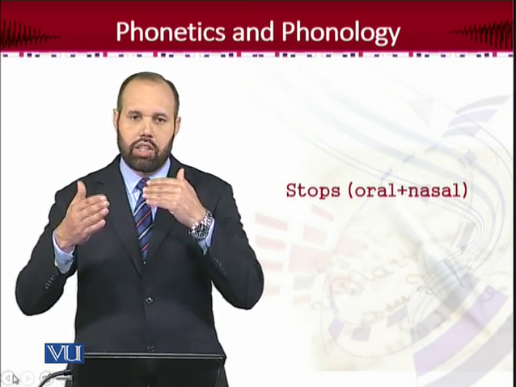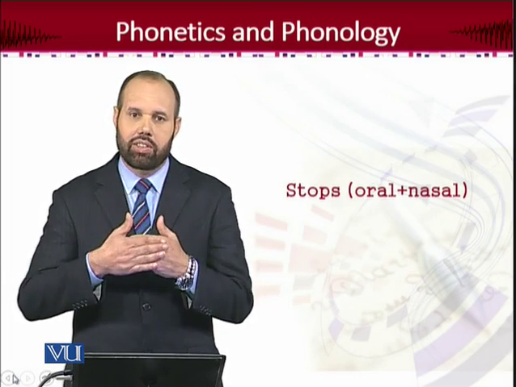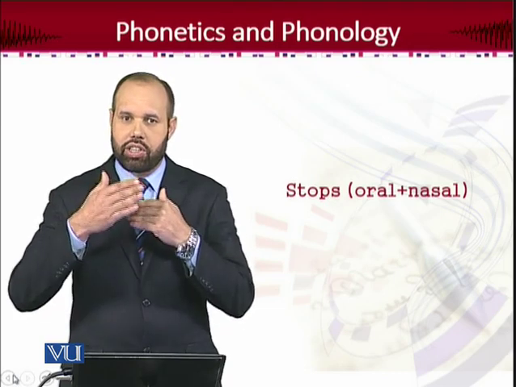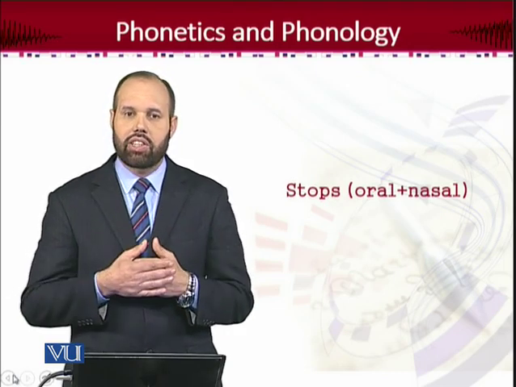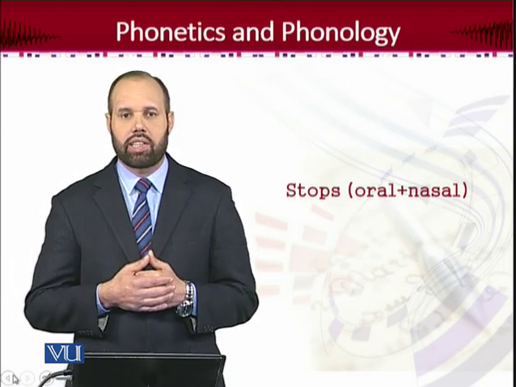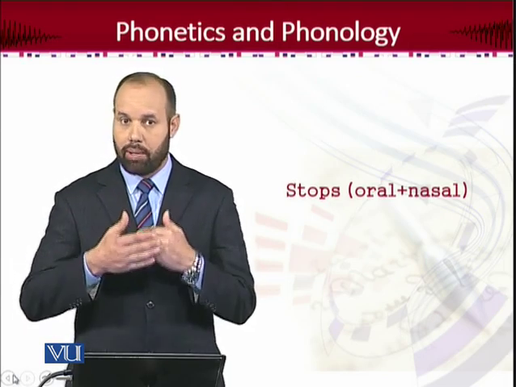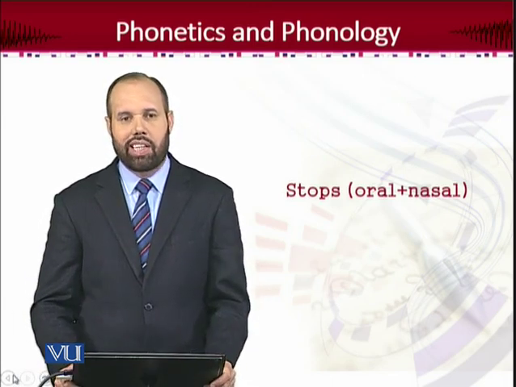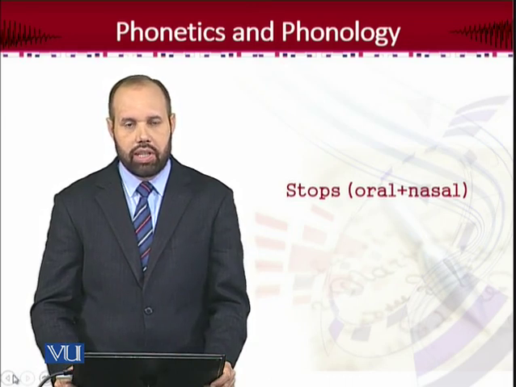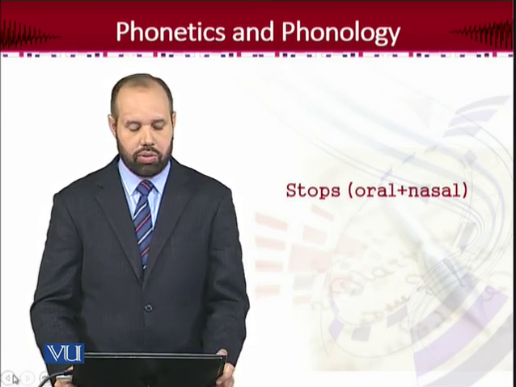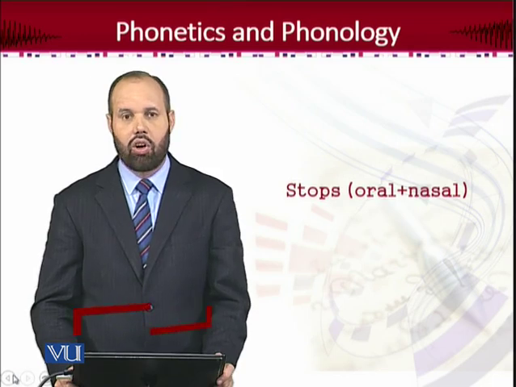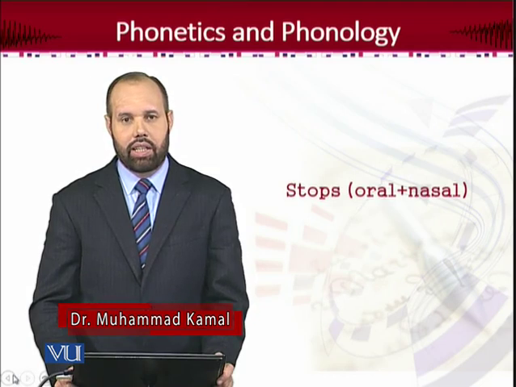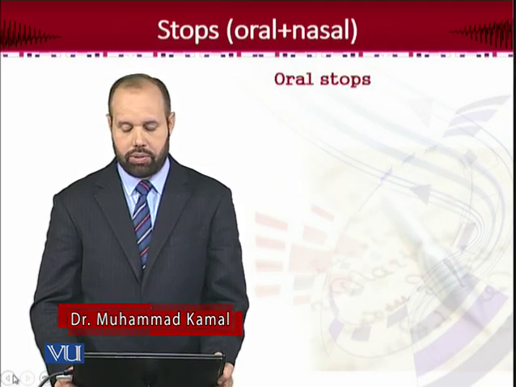The first one is to block the air passage completely. This is stop stricture. And then the pressure is created in the air passage and it is released all of a sudden. This sudden release of pressure is called burst. So in stop, there is complete closure and then sudden release. There are oral stops and there are nasal stops. And these stops are also called plosives.